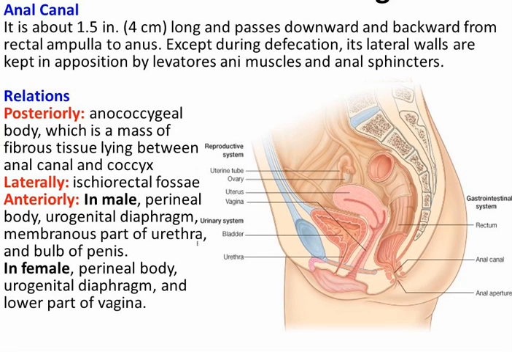Anal canal. It is about 1.5 inches, 4 centimeters, long and passes downward and backward from the rectal ampulla to the anus. Except during defecation, its lateral walls are kept in apposition by the levator muscles and anal sphincters. Relations: posteriorly, the anococcygeal body, which is a mass of fibrous tissue lying between the anal canal and coccyx; laterally, the ischiorectal fossa; anteriorly, in male, the perineal body, urogenital diaphragm, membranous part of urethra, and bulb of penis. In female, the perineal body, urogenital diaphragm, and lower part of vagina.